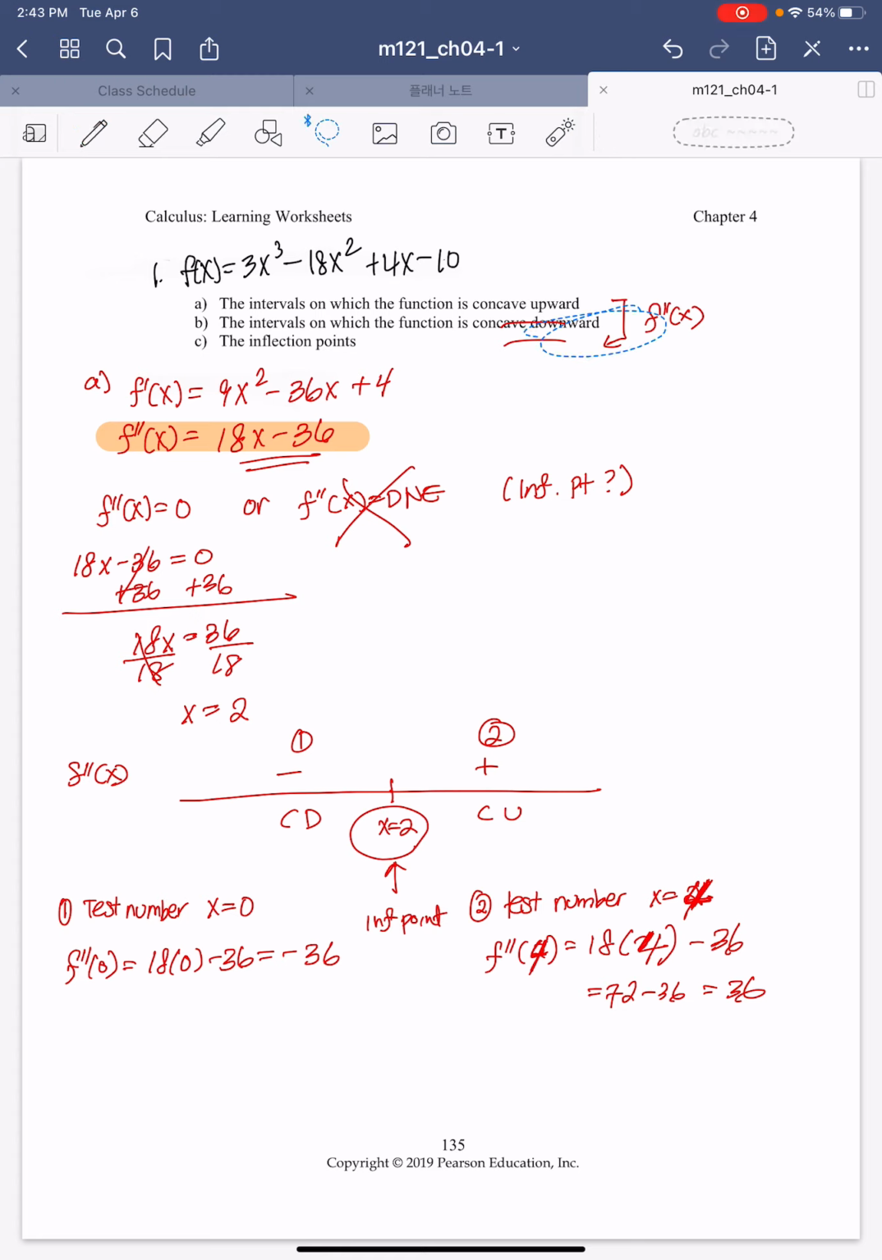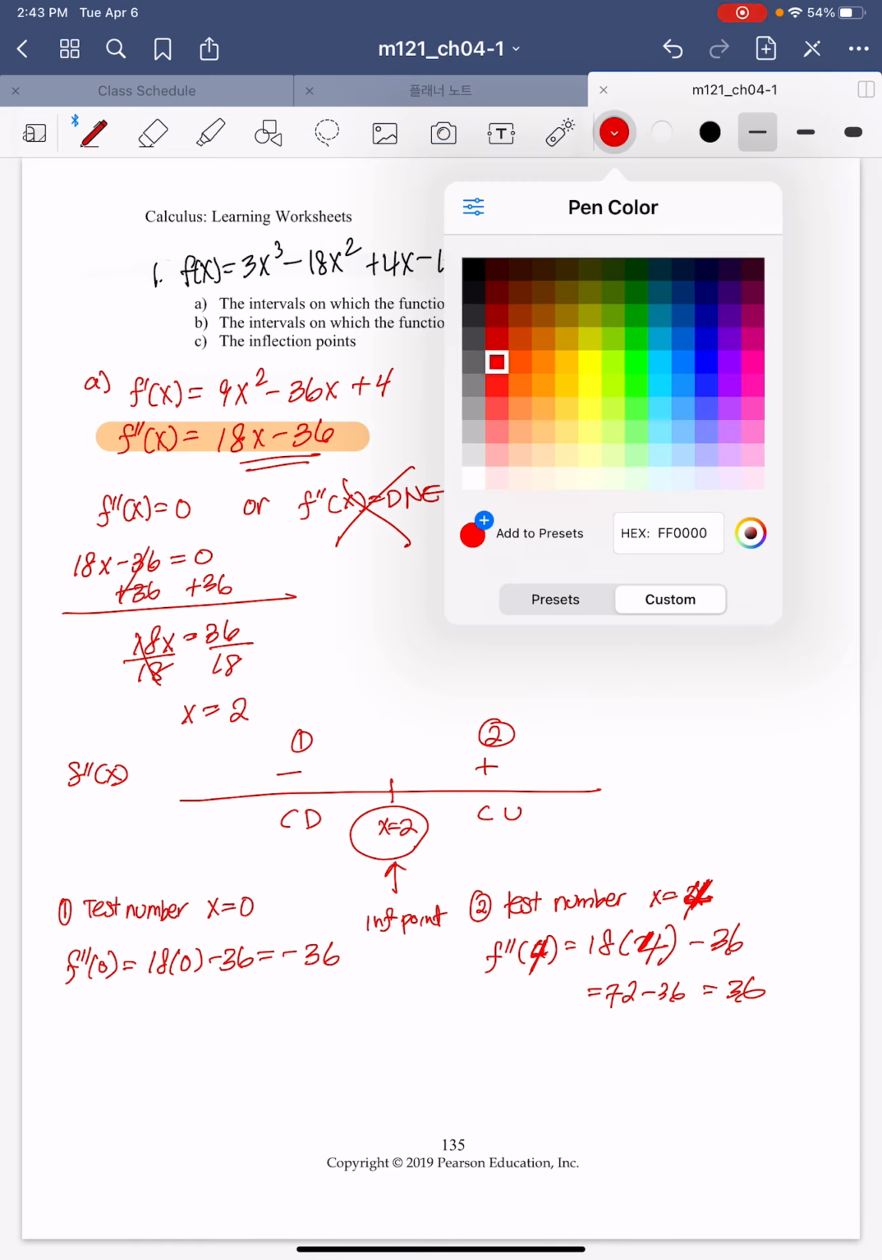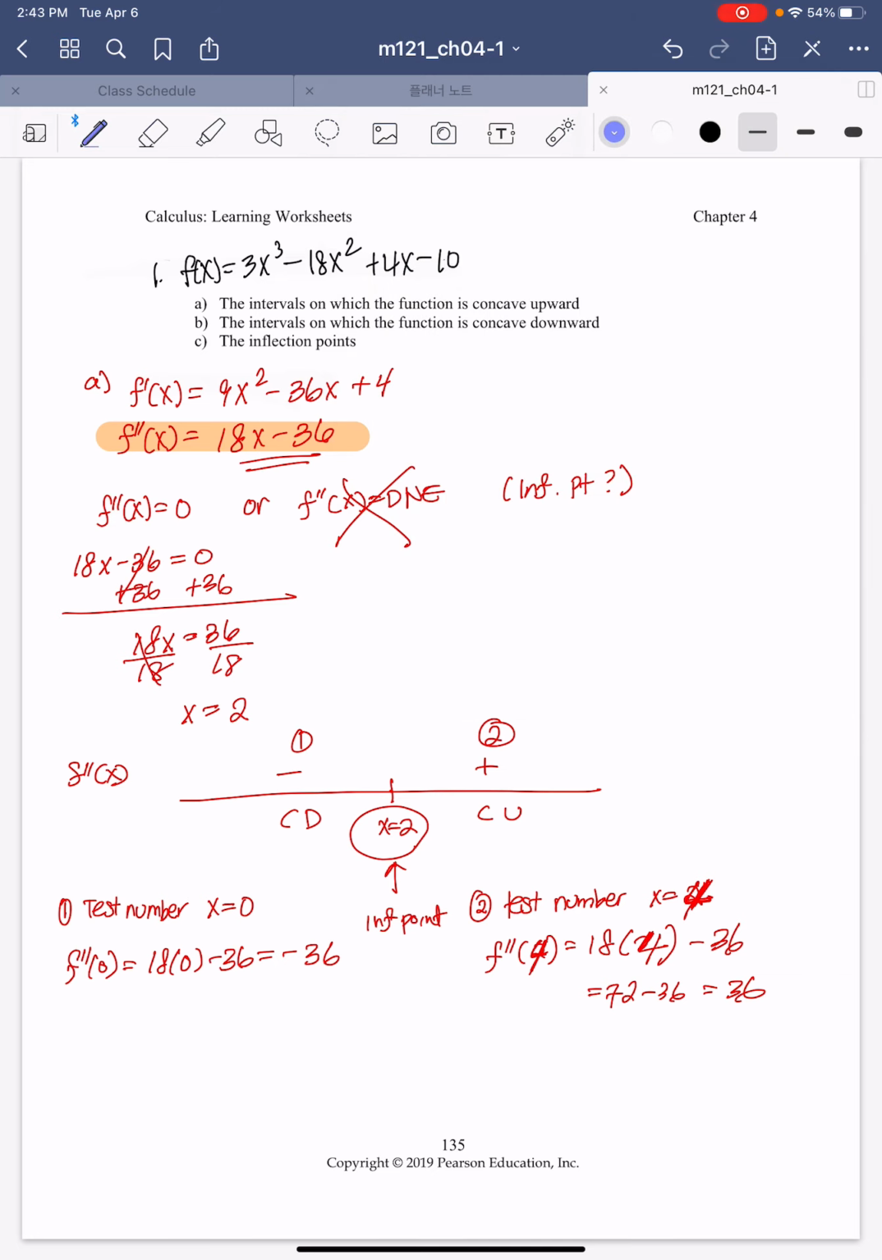So let's go ahead and write out our final answer nicely. Part A, where is it concave up? Right over here. So that interval is 2 to infinity. Part B, concave down is negative infinity to 2, because we do have a concavity change. x equals 2 is my point of inflection.